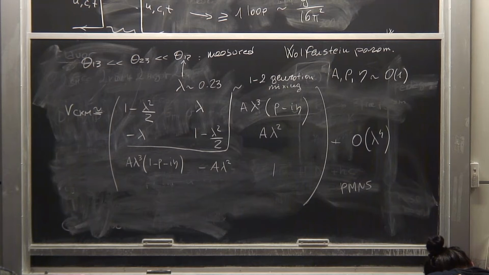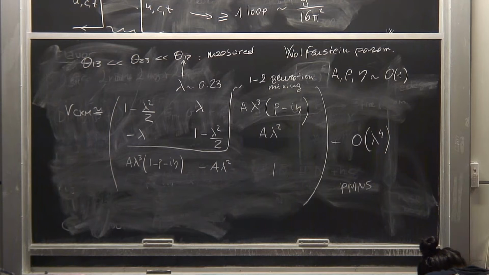Now, can we write down something that is telling us in a basis independent way that we have CP violation? What is a quantity that we can write down that is independent of basis? Very good, yeah, the determinant.